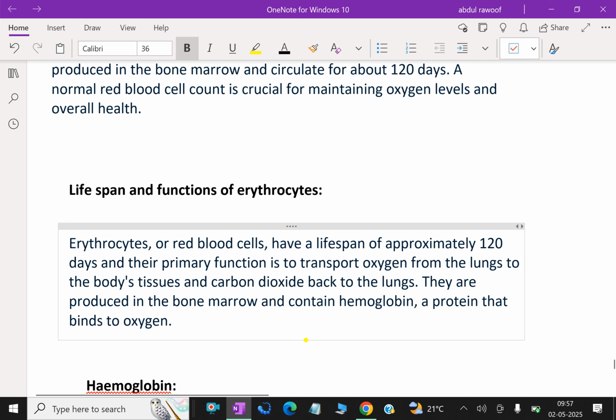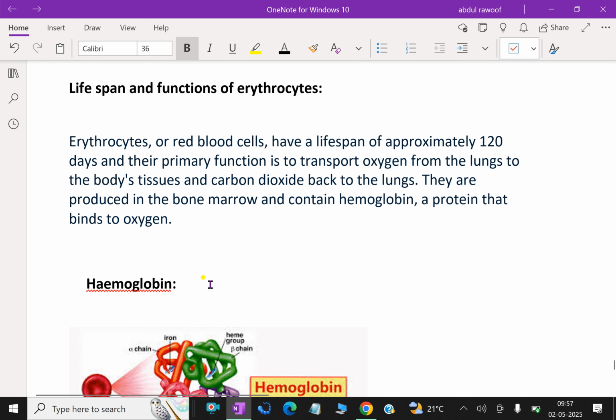Lifespan and function of erythrocytes. Erythrocytes or red blood cells have a lifespan of approximately 120 days, and their primary function is to transport oxygen from the lungs to the body's tissues and carbon dioxide back to the lungs. They are produced in the bone marrow and contain hemoglobin, a protein that binds to oxygen.